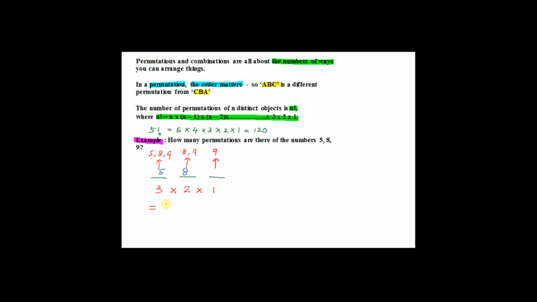This equals 6. If you want to apply the formula directly, remember the number of permutations of n distinct objects is n factorial. So now I have 3 distinct objects. To find the number of permutations, I'm using 3 factorial. This will give you an answer directly, which is 6.